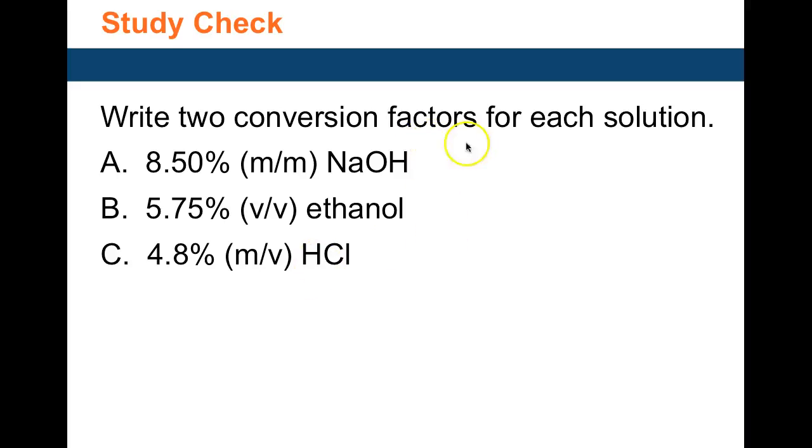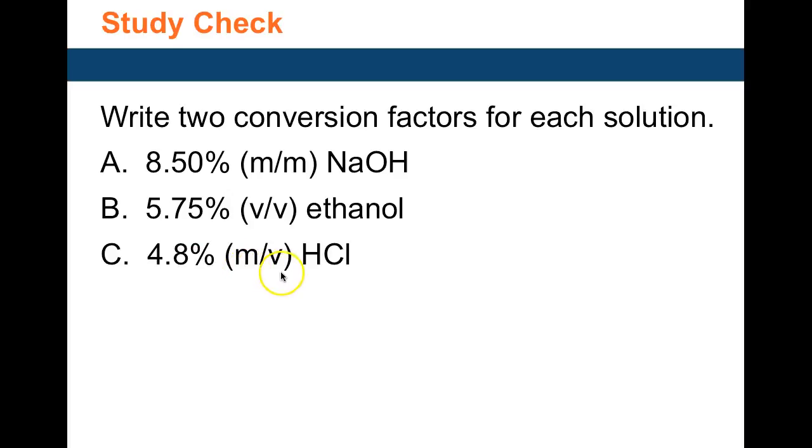So it says write two conversion factors for each. 8.50% mass by mass sodium hydroxide. That means it's 8.50 grams of sodium hydroxide in 100 grams of solution, or vice versa, 100 grams of solution over 8.5 grams of sodium hydroxide. 5.75% volume by volume ethanol. So that means it's 5.75 mils of ethanol in 100 mils of solution, and vice versa.